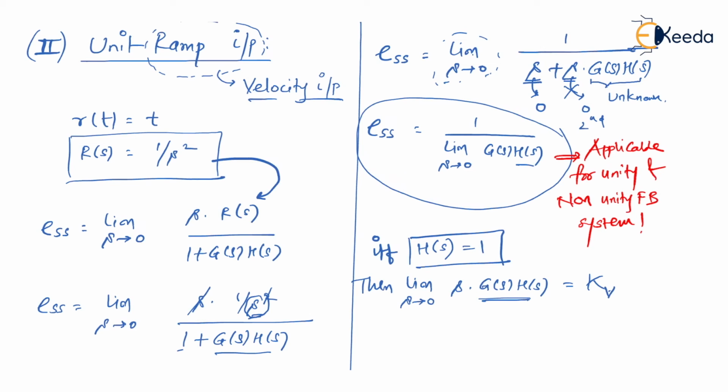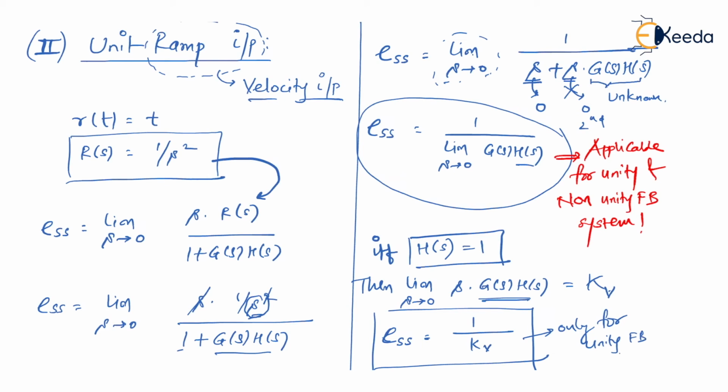Let me tell you, this velocity error coefficient term is applicable only and only if the feedback element, that is h of s, equal to 1. That is nothing but a unity feedback system. It should be strictly a unity feedback system. So now I can define my ESS as 1 upon kv. Please understand, this is applicable only for a unity feedback system. I hope you understood this ESS dependency on ramp input.